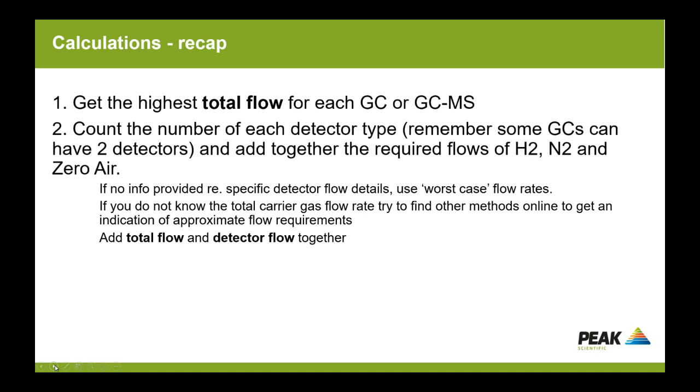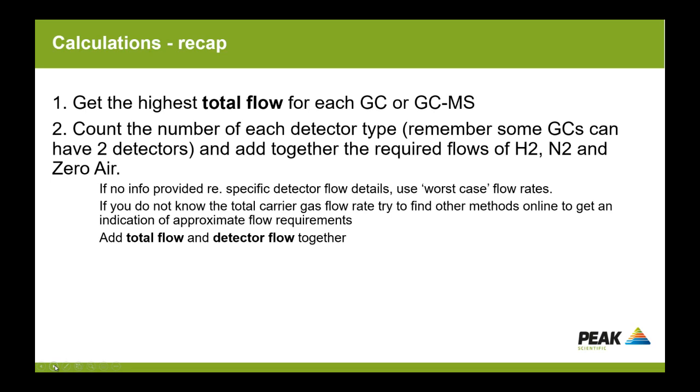If it's the case that you don't know what your carrier gas flow rate will be, for example, if you're looking at a new GC system and you haven't actually established the method yet, it would be a good idea to look at other methods online to get an indication of the approximate flow requirements. But if you are in this situation, please do get in contact with the sales team at Peak, and we will work with you to look at what should be the appropriate gas generator solution for your laboratory.